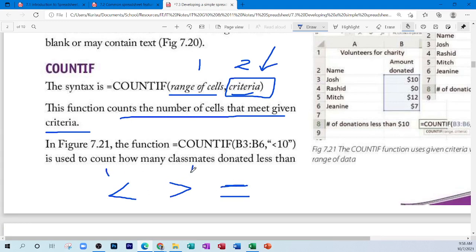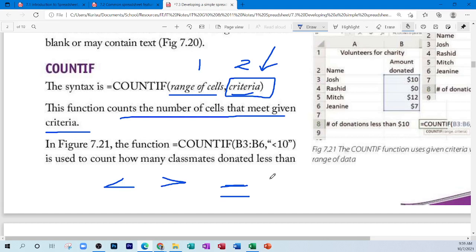Anybody know what these two signs here are? Let me draw it a little better just in case. More than, less than, and equal. Good. So these signs are basically what you are going to be using a majority of your time for your criteria. Whenever you hear criteria, think of these signs.